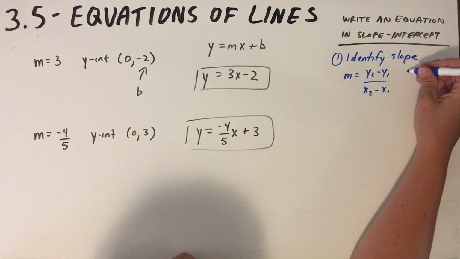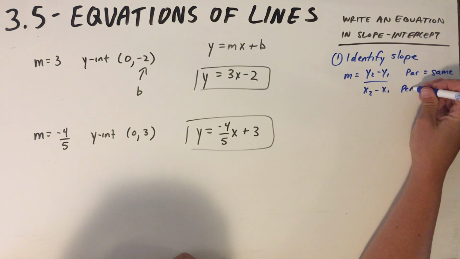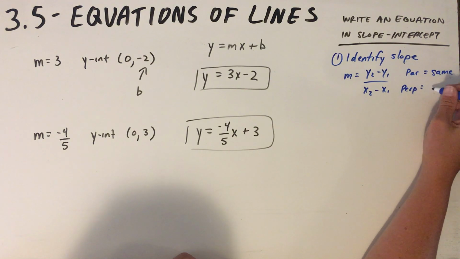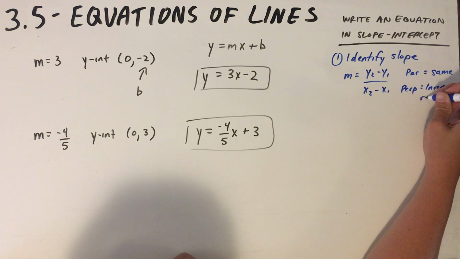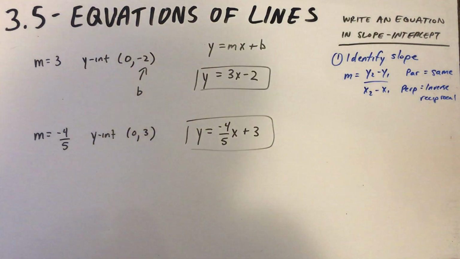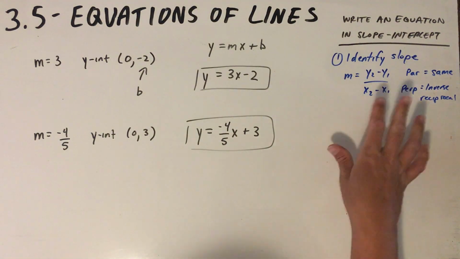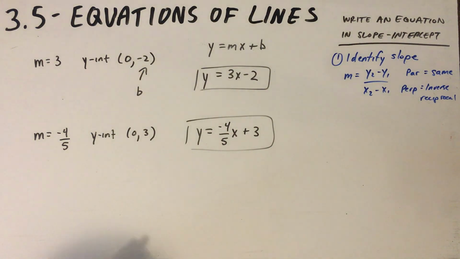I need to remember the definition of parallel, that these have the same slope, and perpendicular, that these are going to be opposite signs, so they're going to be inverse reciprocal. So we have lots of things that we've talked about with slope. Identifying the slope is going to be probably the hardest part of this.